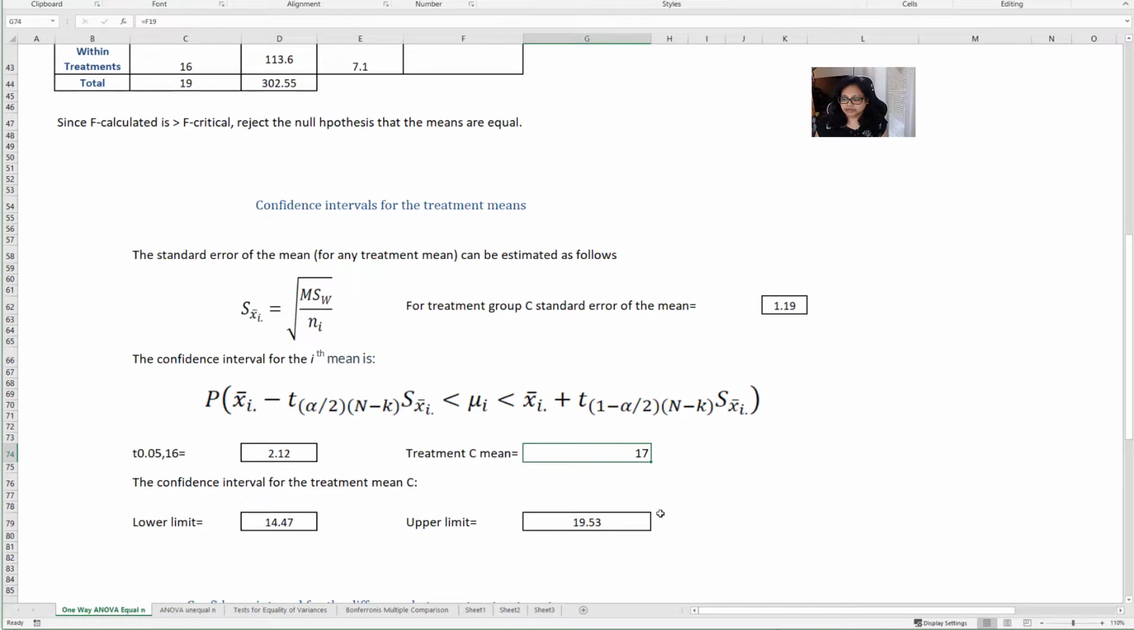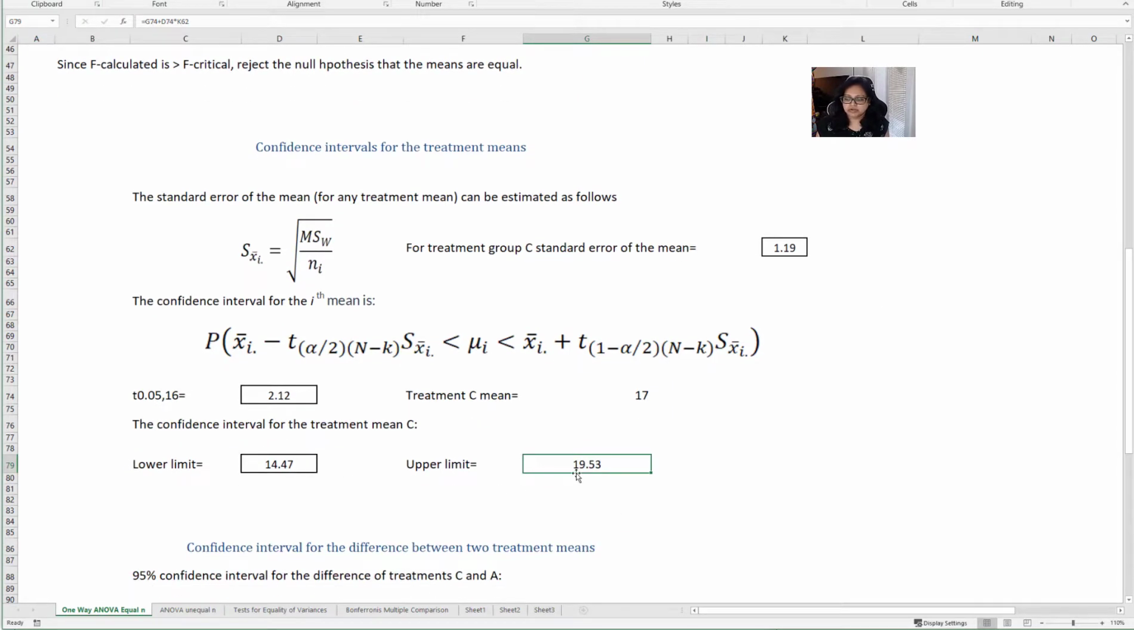And then the treatment mean was 17. That's what I showed. So I just used these values: 17 minus 2.12 multiplied by 1.19, so that's the lower limit. And then the upper limit is 19.53, because I used 17 plus 2.12 multiplied by 1.19. So that's the upper limit and lower limit I found.